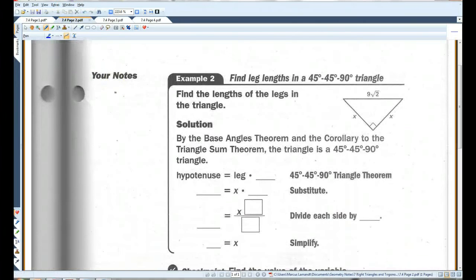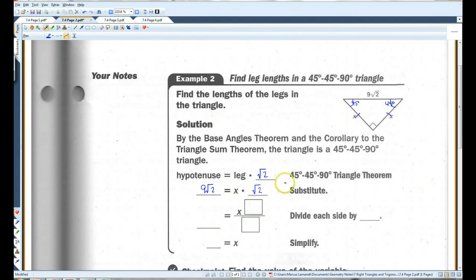Okay, find the lengths of the legs in the triangle. By the base angles theorem and the corollary to the triangle sum theorem, the triangle is a 45, 45, 90 triangle. The same thing as before. These two sides are congruent, which means that these two angles are congruent, so they have to be 45. The only way it works. So the hypotenuse is the leg times root 2. The hypotenuse we know is 9 root 2. The leg is x. We don't know what the leg is.